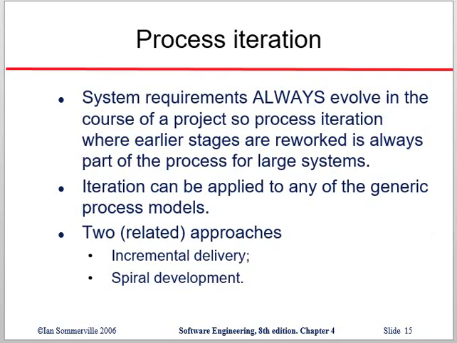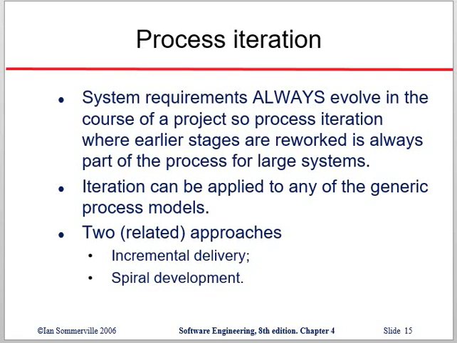The process of iteration is given here. The system requirements always evolve with the course of the project. So the process iteration means that earlier stages are reworked, or all parts of the process are reworked, for large systems. Here we have two iterative approaches: incremental delivery and the spiral delivery.